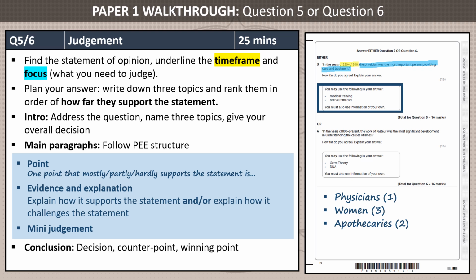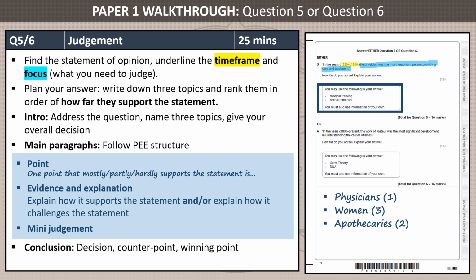At the end of your answer, you will also need a quick conclusion. Here, state your overall decision. Give the strongest counterpoint against your decision, and then give your winning point.